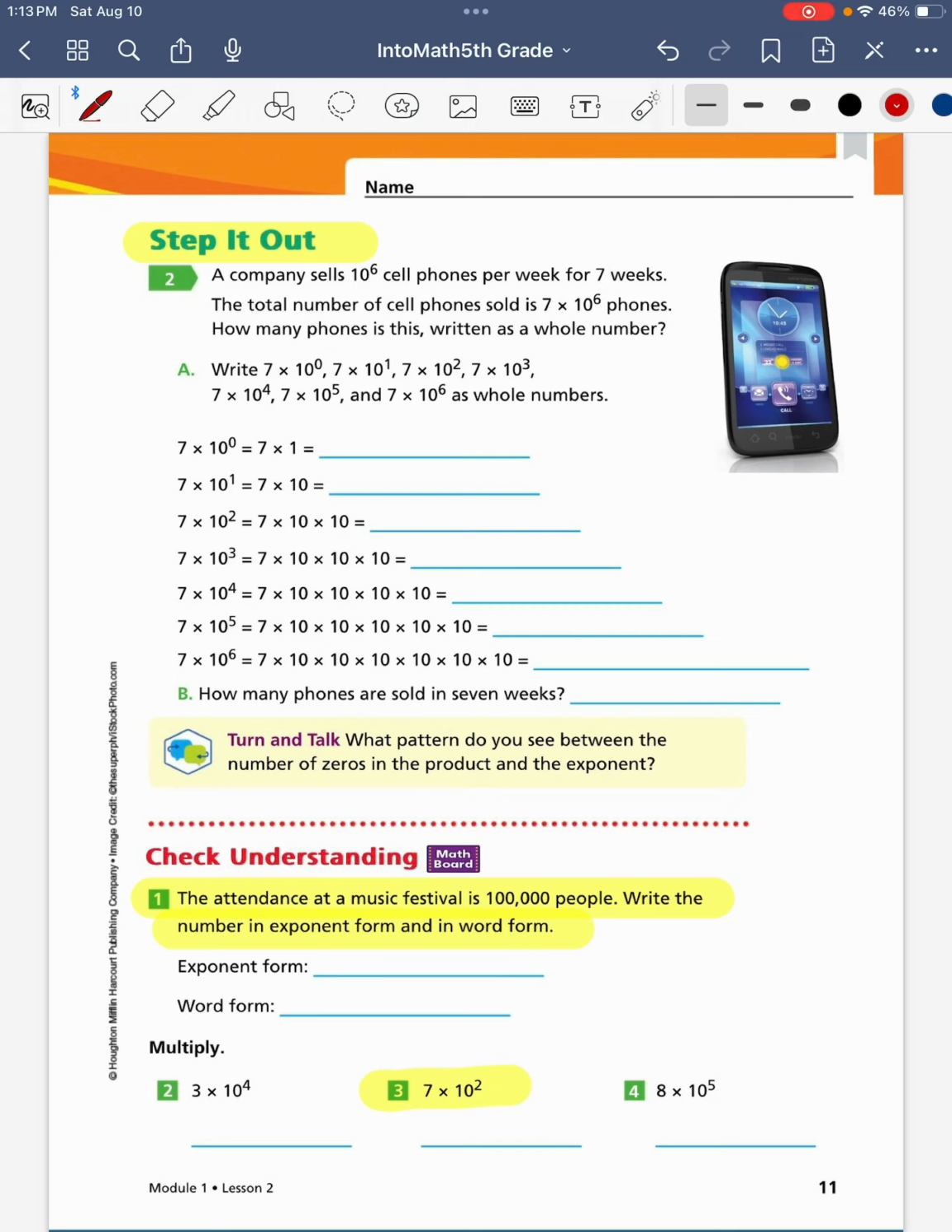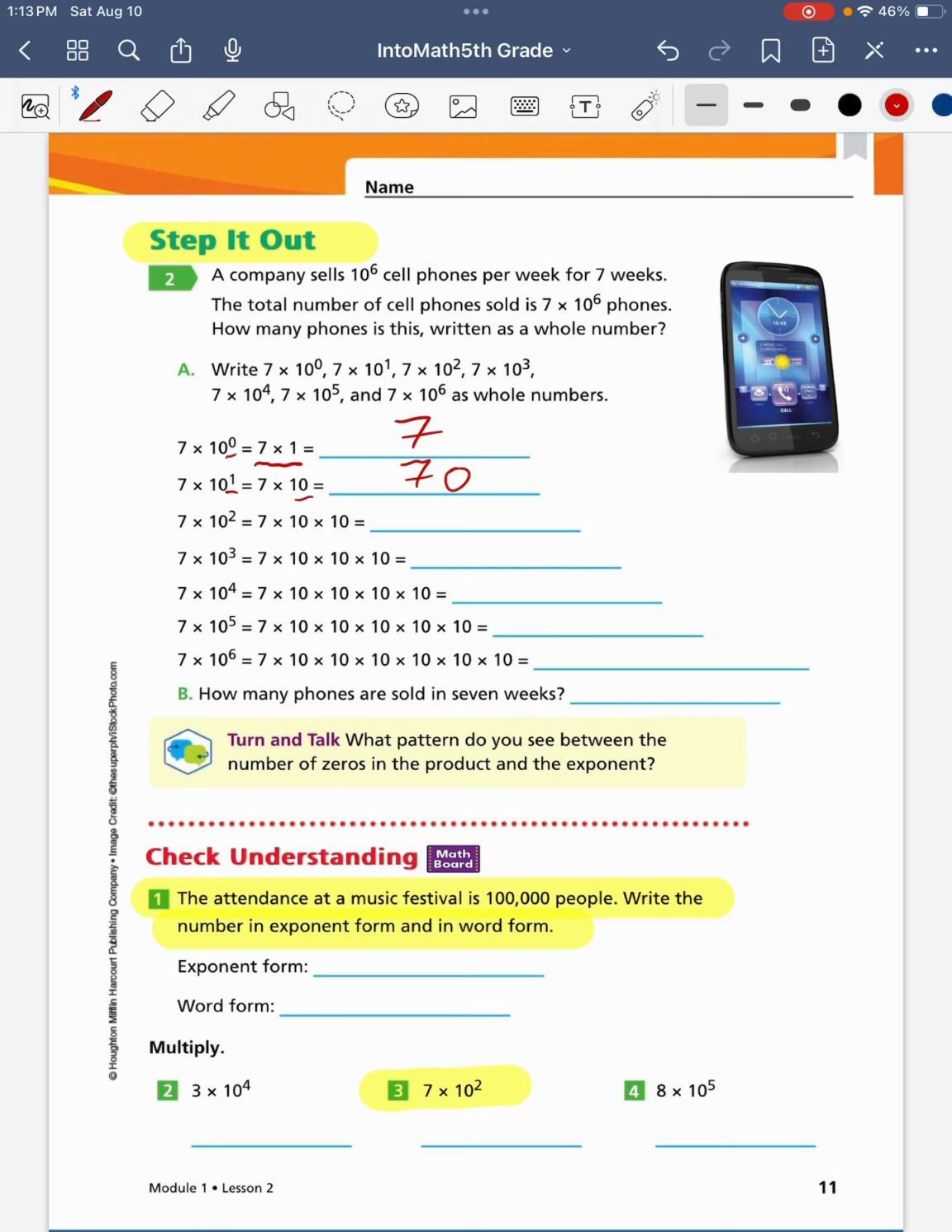Starting with 10 to the 0. The 0 exponent says that I have 0 zeros, and therefore this problem is represented as 7 times 1. 7 times 1 is going to give me a product of 7. Anything times 1 will always be itself. Next down, 7 times 10 to the first power. The 1 as an exponent tells me that I have 1 zero because we're working with base 10. So I'm going to multiply 7 times 10. This gives me a product of 70.